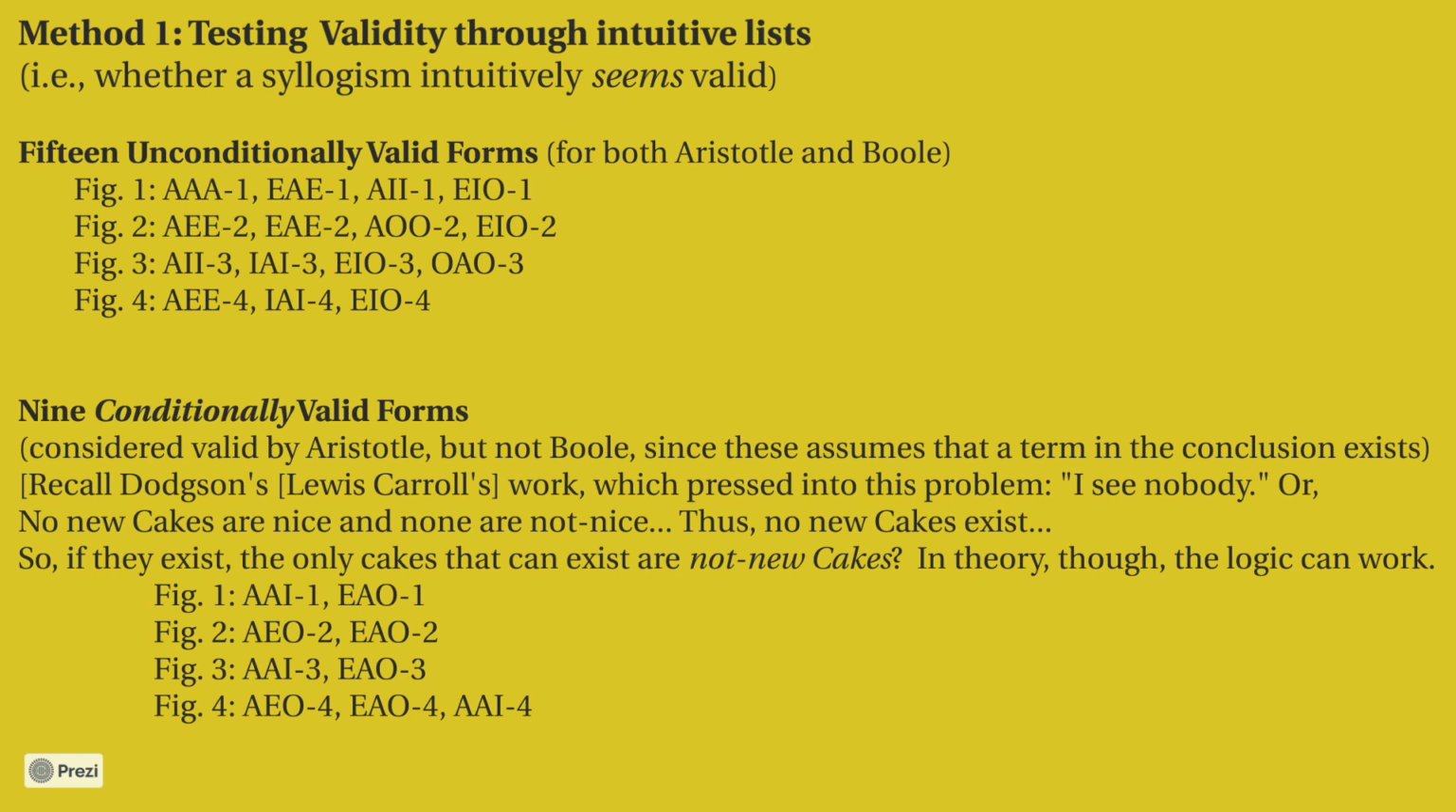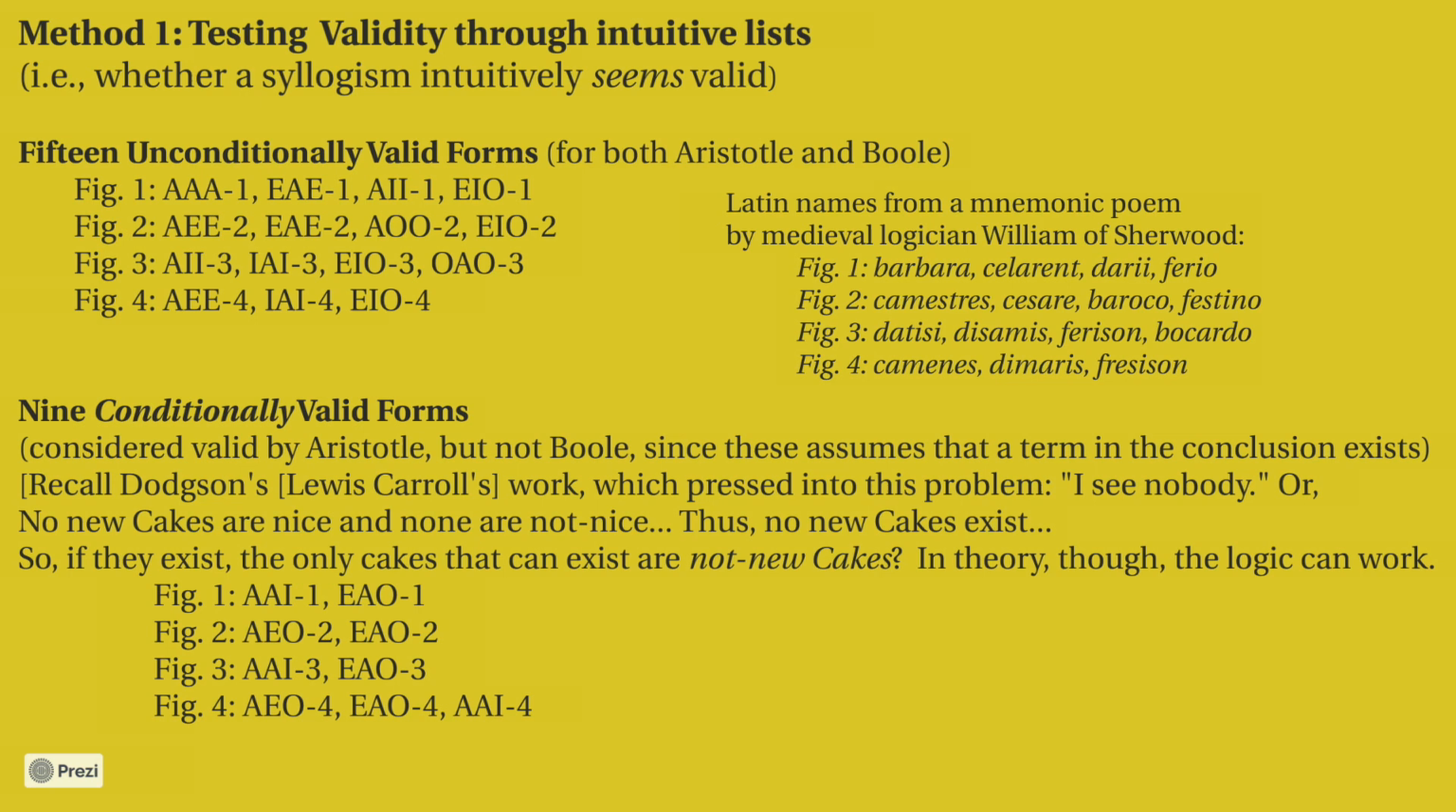Now, if it helps, and if not, as an interesting side note and historical fact, a mnemonic poem was developed in the Middle Ages using Latin, which was the primary language of medieval academia, where each line of the poem contained a series of words. And each of these words in a given line contained a particular combination of vowels. For example, the first line, Barbara Kelarent Darii Ferio, that's actually the classical pronunciation. In the Middle Ages, it would have been Celarent, the ecclesiastical Latin pronunciation. Barbara Celarent Darii Ferio.